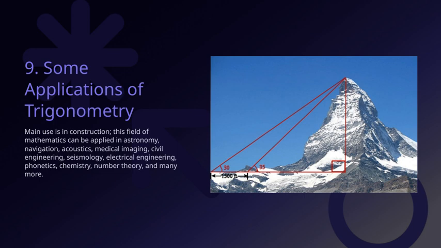Chemistry benefits from trigonometric principles in molecular modeling. Number theory, although more abstract, also connects through mathematical concepts involving angles and ratios. As you can see, trigonometry's impact is widespread, touching many fields, and it's a fundamental tool in solving real-world problems across various disciplines.